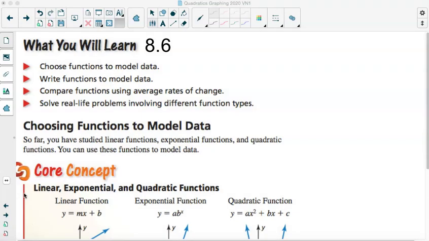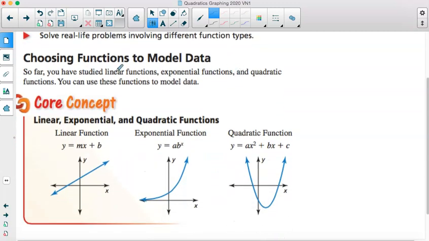We're going to be learning today how to choose functions to model data, write some functions to model data, compare functions using average change, and solve real-life problems involving function types, and choosing functions to model data. So here is one core concept.